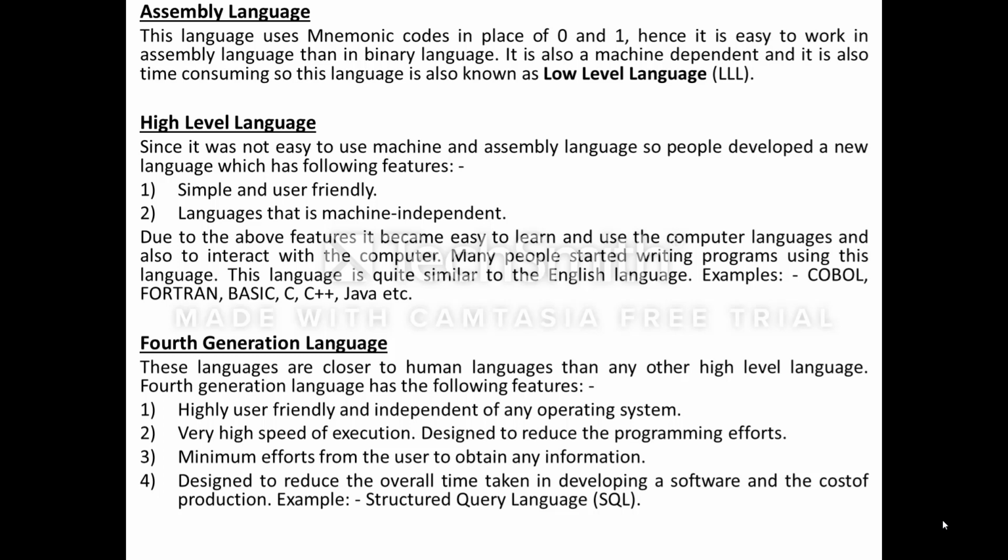Okay, earlier it was a little difficult with assembly language and machine language. It was a bit difficult to communicate with the computer, but after the development of the high level language, it became easier to communicate with the computer. Okay. Now, next one is the fourth generation language. These languages are closer to human languages than any other high level language. The fourth generation language is the closest to the human language, which a human can understand, than any other high level language.